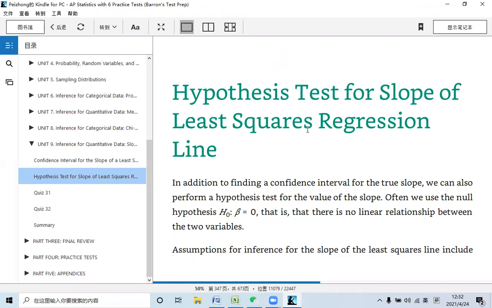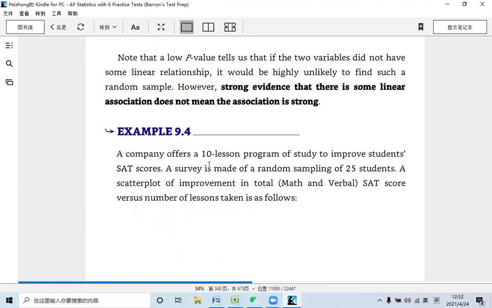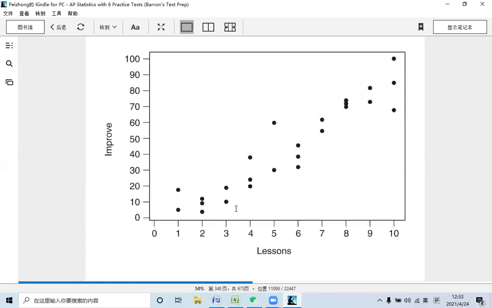So here, hypothesis testing. Hypothesis testing is all about statistical significance. And let's look at an example. A company offers a 10-lesson program of study to improve students' SAT scores. A survey is made of a random sample of 25 students. The scatter plot of improvement in total SAT scores versus number of lessons is as follows.